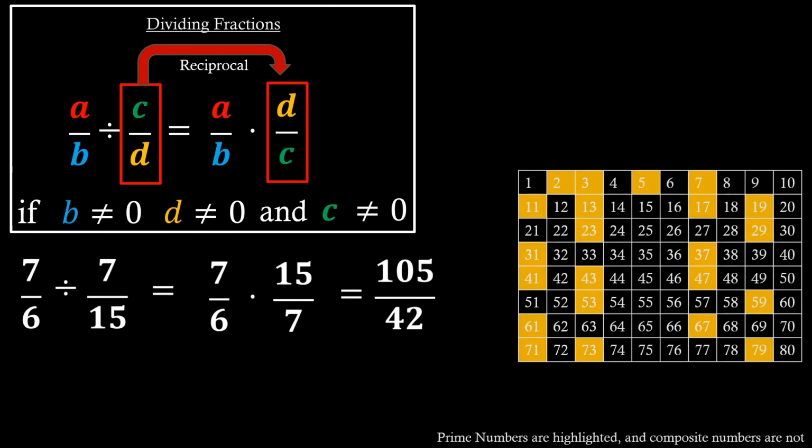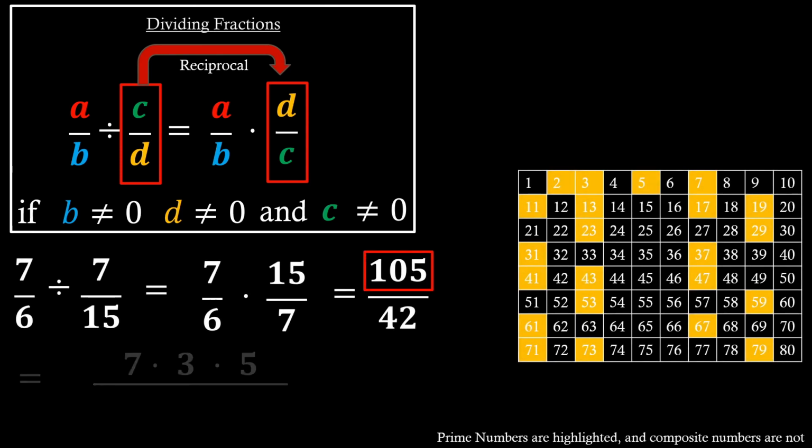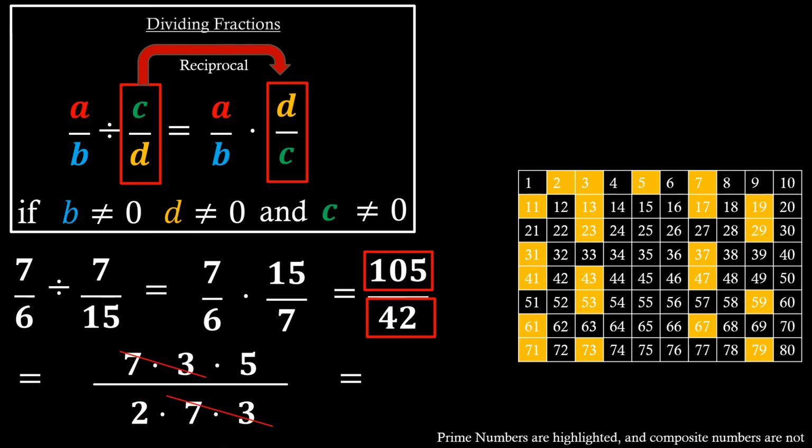Now 105, written as a product of primes, is 7 times 3 times 5, and 42 can be written as 2 times 7 times 3. At this point, we can cancel 21 from the numerator and the denominator, and we'll be left with 5 over 2, which is the simplified fraction for 105 divided by 42.